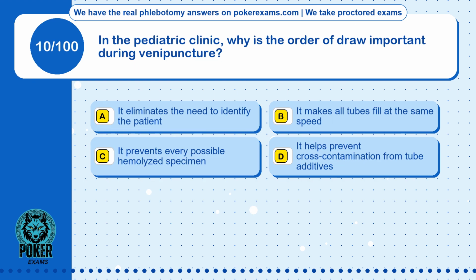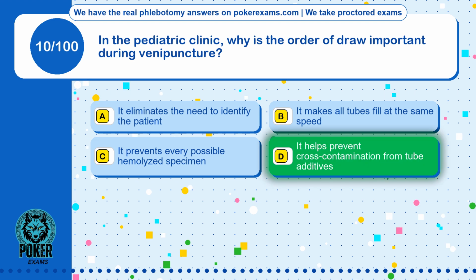Question 10. In the pediatric clinic, why is the order of draw important during venipuncture? Option A. It eliminates the need to identify the patient. Option B. It makes all tubes fill at the same speed. Option C. It prevents every possible hemolyzed specimen. Option D. It helps prevent cross-contamination from tube additives.